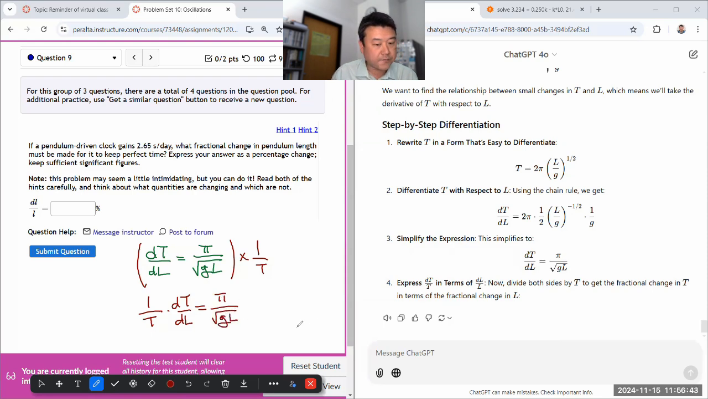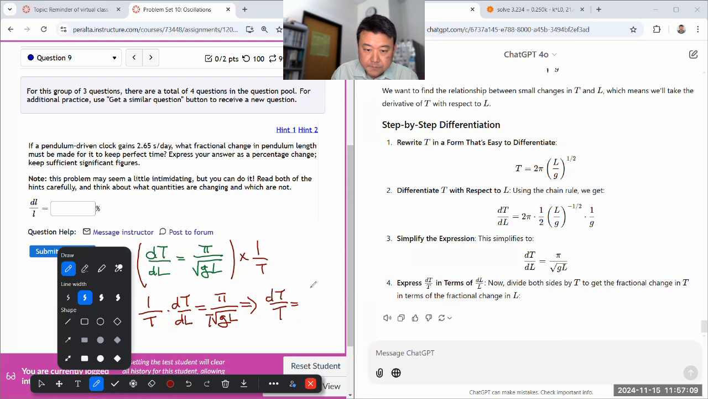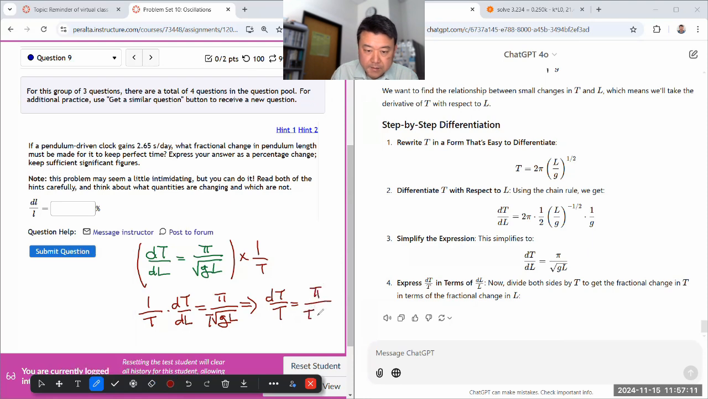And you might even go this far, not playing deliberately dumb: move dl over to the other side. Maybe something like dt over t is equal to pi over square root of GL. Oops, I forgot T there. Now, yeah, T there is fine. Let me just rewrite here so it's not so confusing: pi divided by T times the square root of GL times DL.